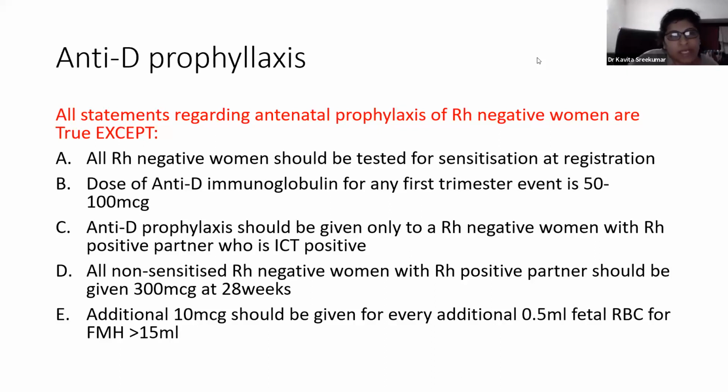So the first one is all Rh negative women should be tested for sensitization at the time they come to the hospital. So the first time they visit, whichever trimester, you need to do the ICT and see whether they're sensitized. Okay, the next statement is the dose of anti-D immunoglobulin for any first trimester event is 50 to 100. Anti-D prophylaxis should be given only to Rh negative women with an Rh positive partner who is ICT positive. All non-sensitized Rh negative women with Rh positive partners should be given 300 micrograms at 28 weeks. And an additional 10 micrograms is needed for every 0.5 ml of fetal RBCs. So you have to pick the statement which is not true.